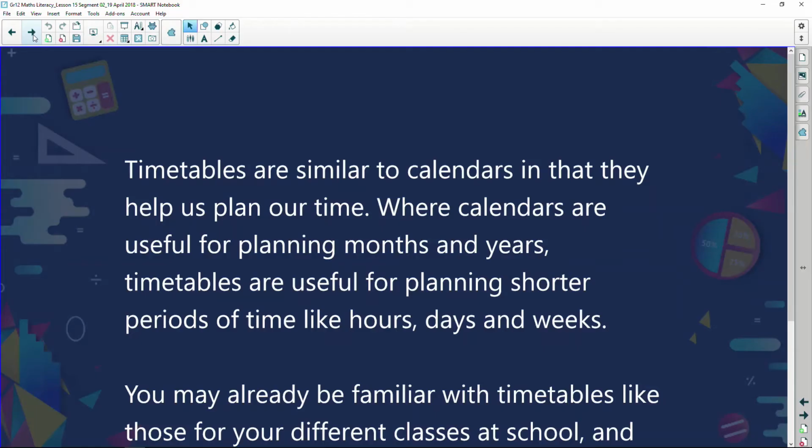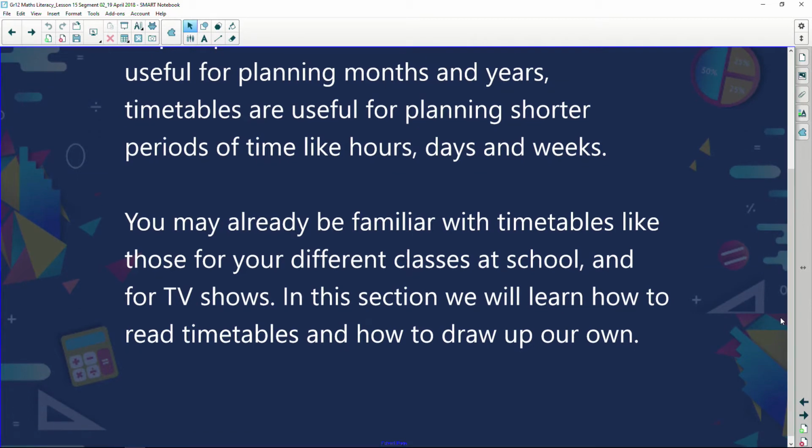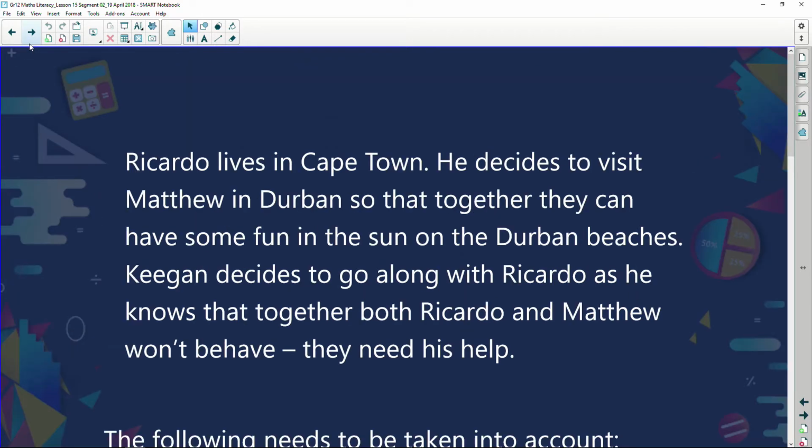Okay? Before we do that though, let's just remind ourselves what timetables are all about. Timetables are similar to calendars in that they help us plan our time. Where calendars are useful for planning months and years, timetables are useful for planning shorter periods of time, like hours, days, and weeks. You may already be familiar with timetables like those for your different classes at school and for TV shows. In this section, we're going to learn how to read timetables and how to draw up our own. And I'm going to show you in a very complicated example. Let's have a look at this.